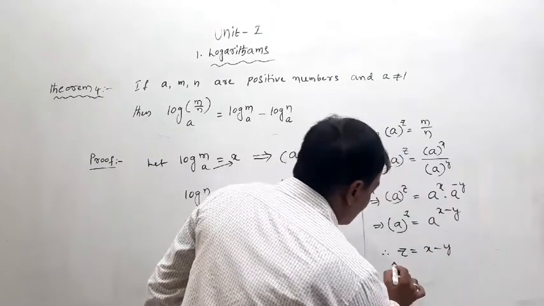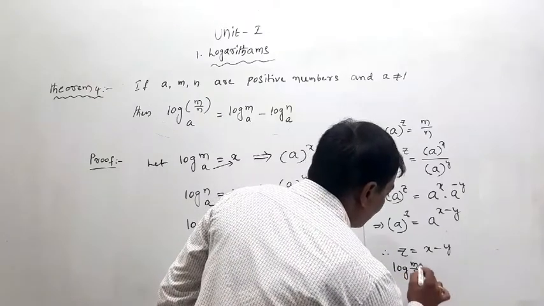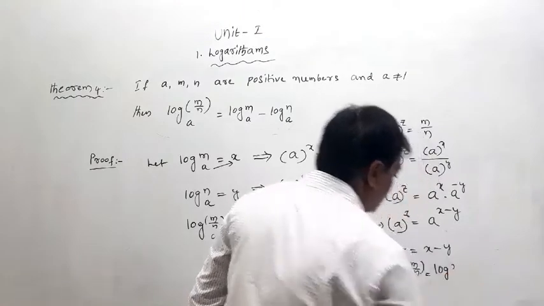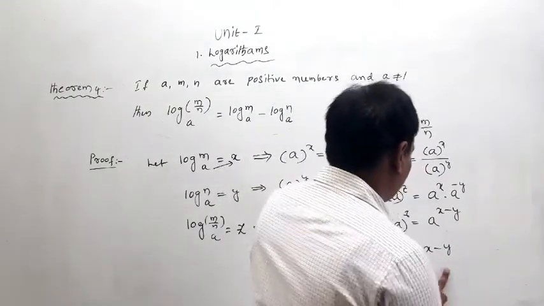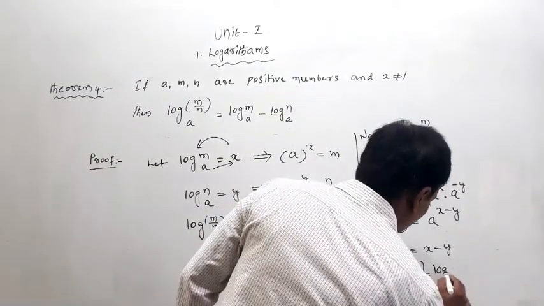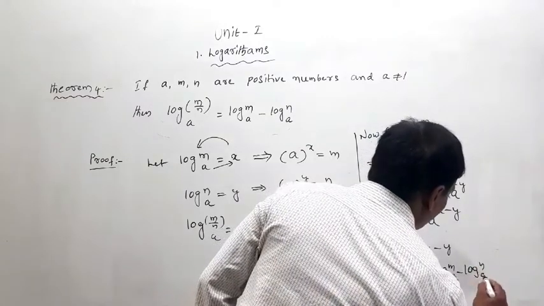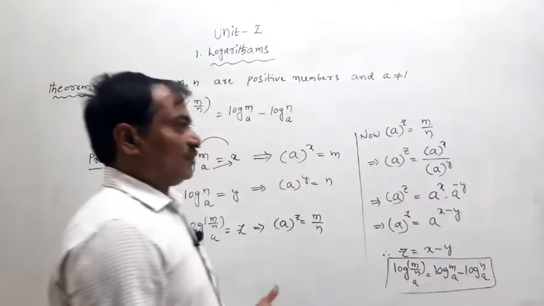By the back substitution, log m by n to the base a equal to z. Now we have to substitute what is x. Here x equal to log m to the base a minus log n to the base a. Now this is the proof of the given condition.